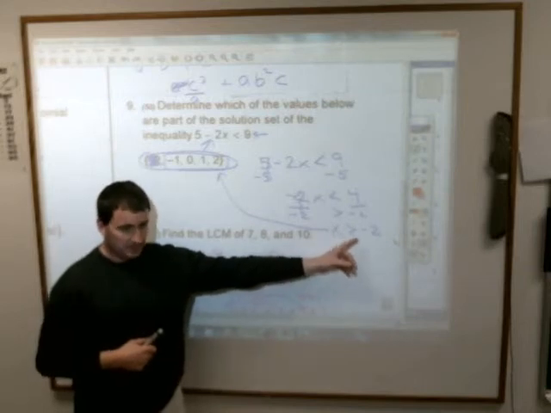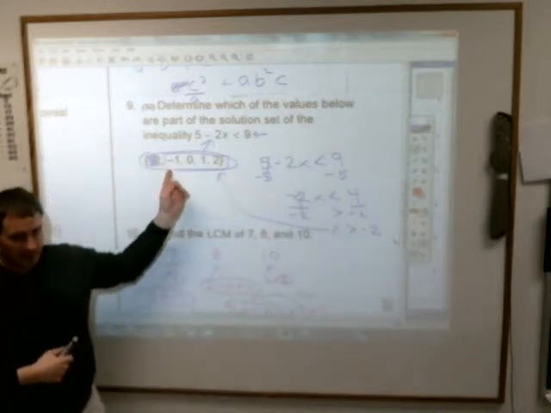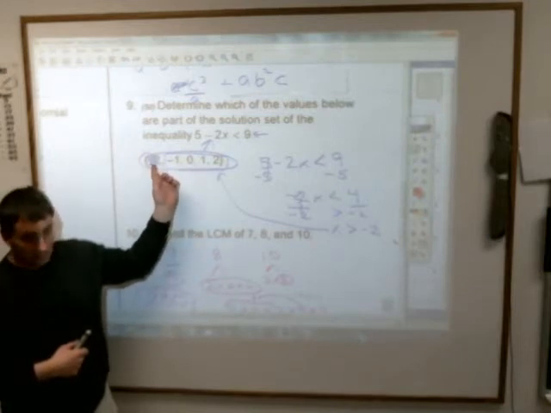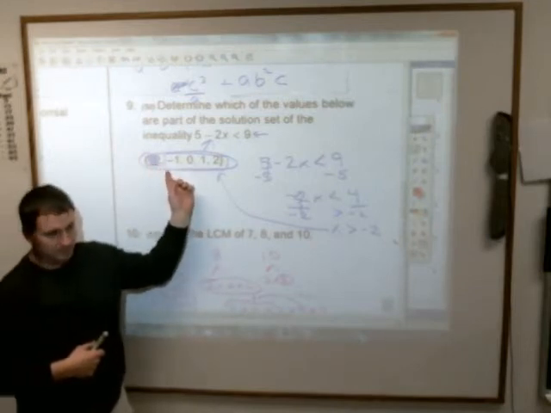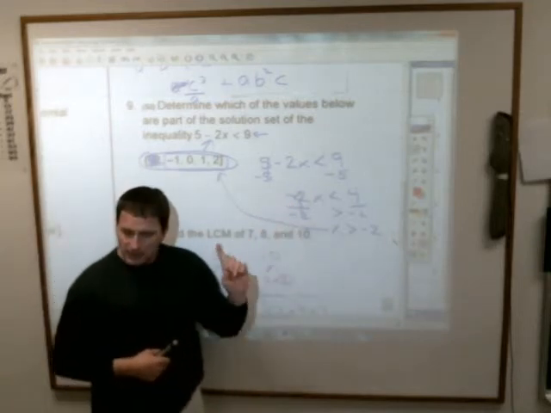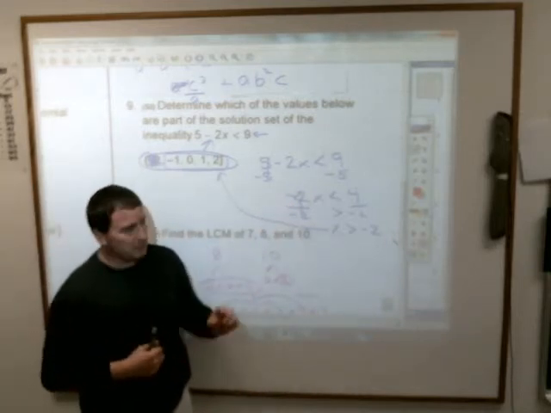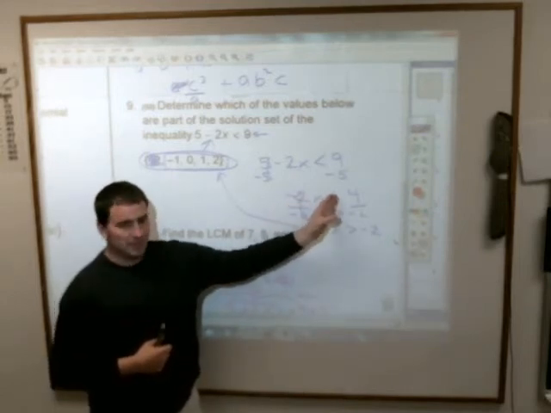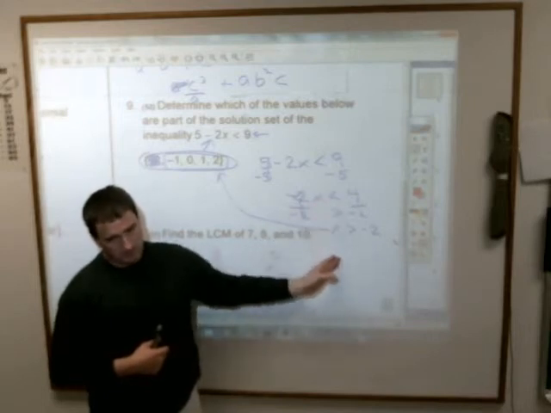X is greater than negative 2. Which of these answers are greater than negative 2? Except for negative 2. That's where that came from. You sure you understand this? And this is just like equations, except again, let me tell you for the umpteen thousandth time, if you change that x from negative to positive, you have to change that sign to its opposite.